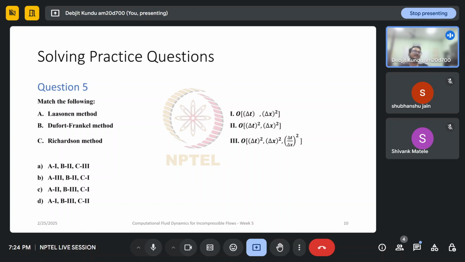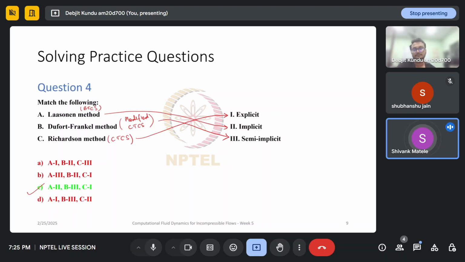Okay, so we have got another match the following type of question here. So once again, we have the same methods that we saw earlier. Wait a minute. Sorry, sorry. It is difficult to write too much. Actually, the thing is, implicit is implicit. Even before modification, it is implicit. After modification, it is also implicit. Yeah, but how do you differentiate between the two?